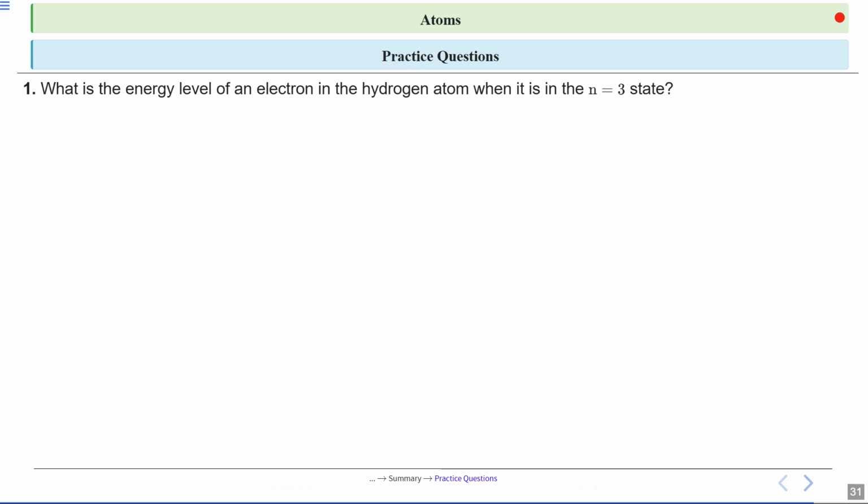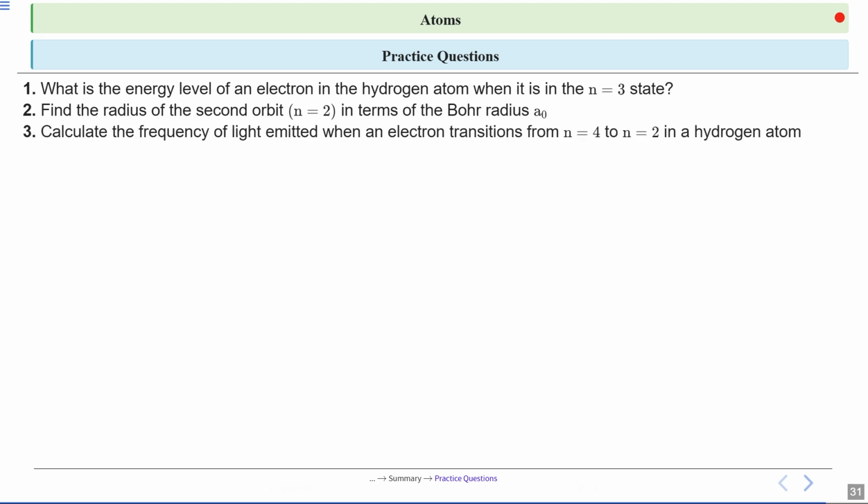So there are some practice questions based on today's topic. The energy level refers to the specific amount of energy an electron has when it occupies a certain orbit or shell around the nucleus. For hydrogen, these levels are labeled by a principal quantum number n, where n is 1, 2, 3 and so on. We will begin by finding the energy when the electron is in the n equal to 3 state. Now let's find the radius of the second orbit, which means n equal to 2, in terms of the Bohr radius a naught. The Bohr radius is the fundamental constant that represents the smallest possible orbit for an electron in hydrogen, about 5.29 times 10 to the power minus 11 meters.